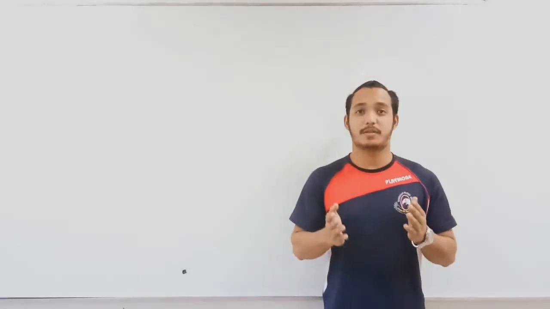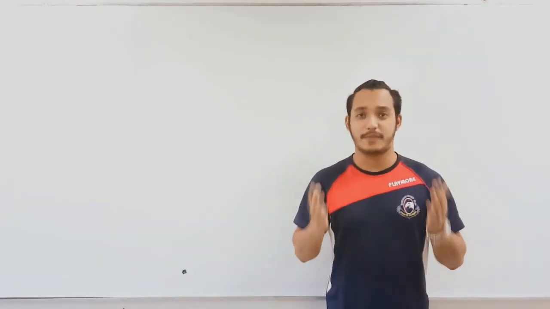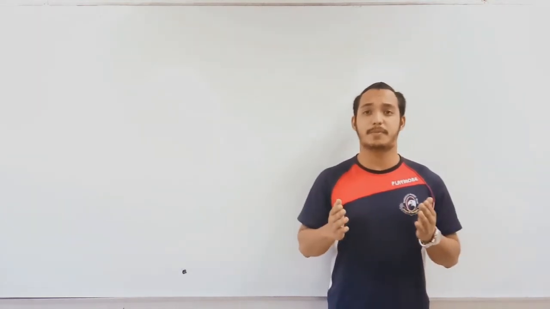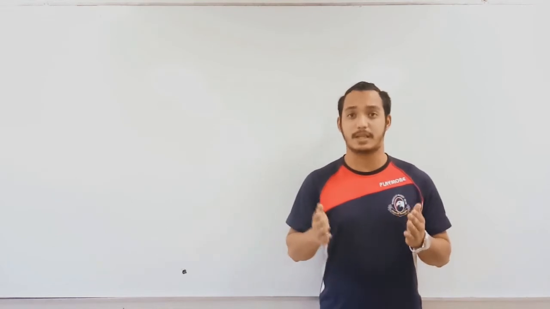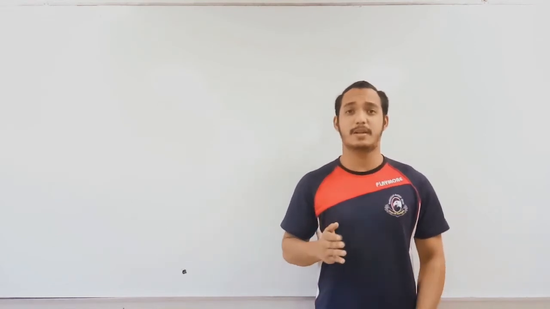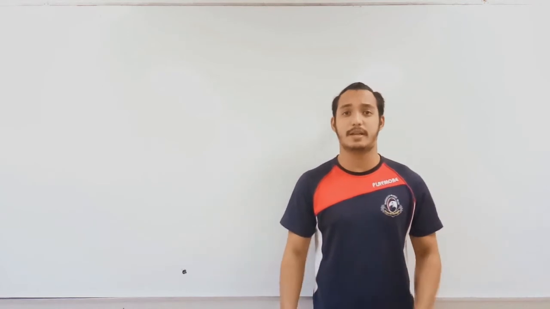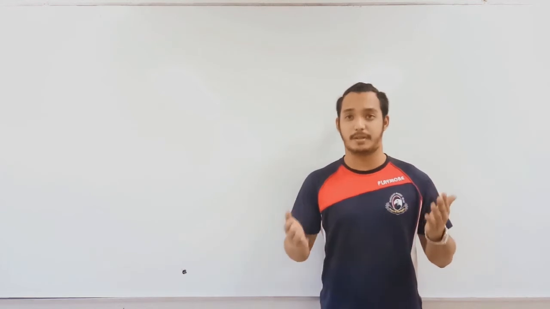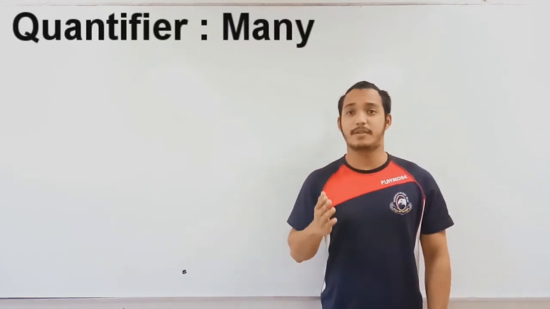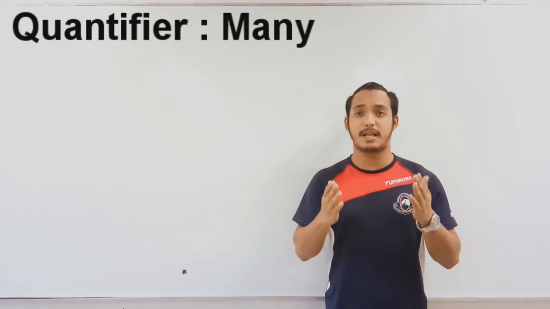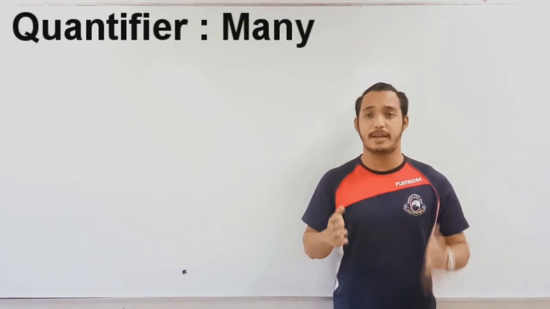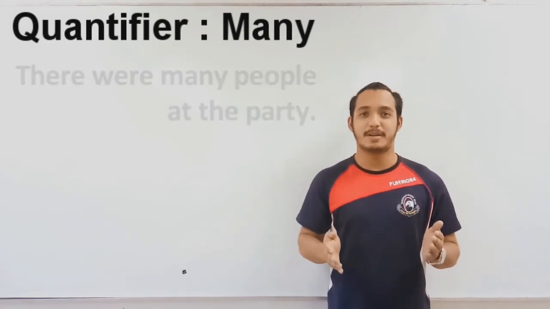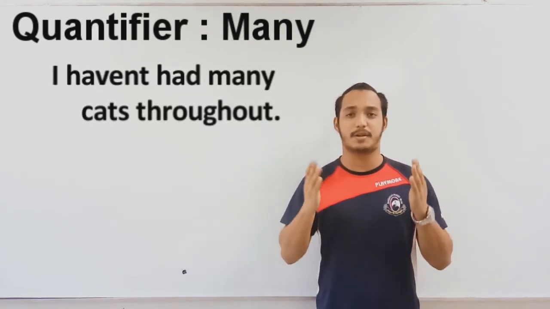Today, I will talk about countable quantifiers, which are many and few. According to the Oxford Dictionary, a quantifier means a determiner or pronoun indicative of quantity. So today, I will explain things, objects, or nouns that you can count, for example, a table, two tables, three tables, and so on. Many is a quantifier that we use to express large quantities of countable nouns. For example, there were many people at the party, or I haven't had many cats.